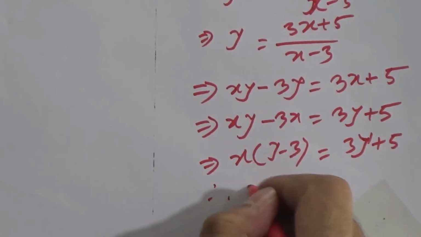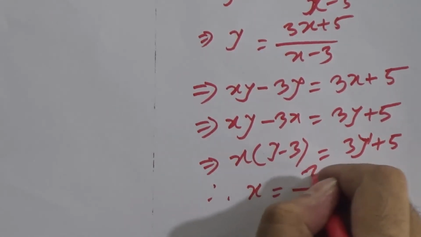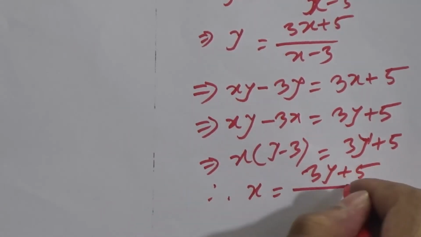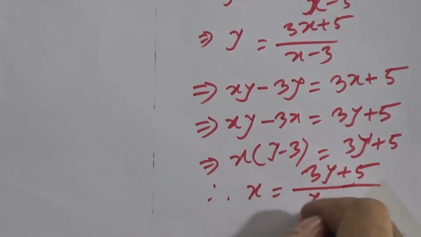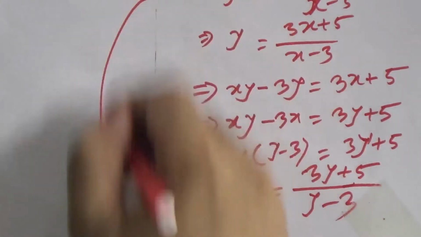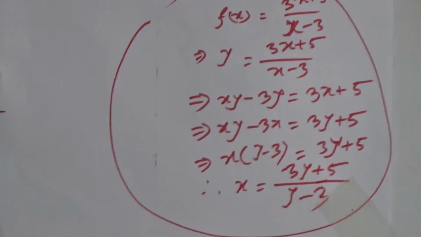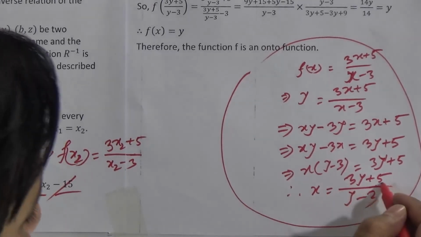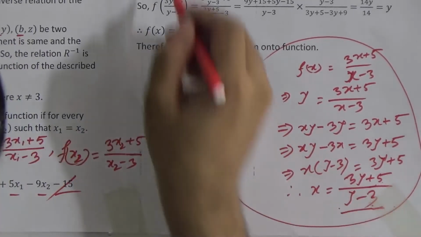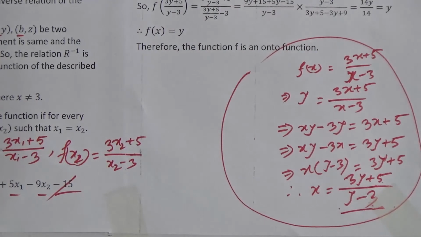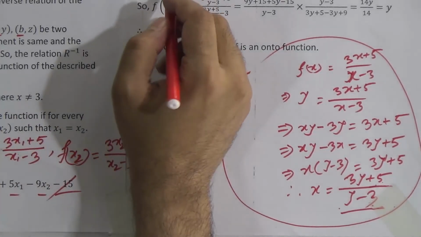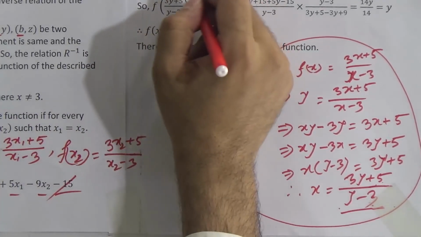It means that the value of x will be equal to (3y plus 5) divided by (y minus 3). So using this technique we can consider x equal to (3y plus 5) by (y minus 3). For this I have written x equal to (3y plus 5) by (y minus 3). Now put this value in the function. We know the given function is f(x) equal to (3x plus 5) by (x minus 3).